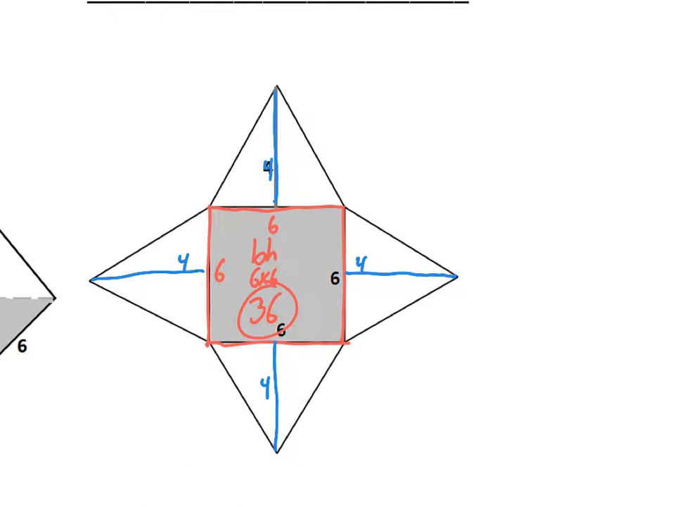The area of this triangle is going to be base times height divided by 2. So my base on that triangle is 6, the height is 4, and I have to divide by 2. 6 times 4 is 24, and then half of 24 is 12. So now I know the areas of each one of these. These are all 12.